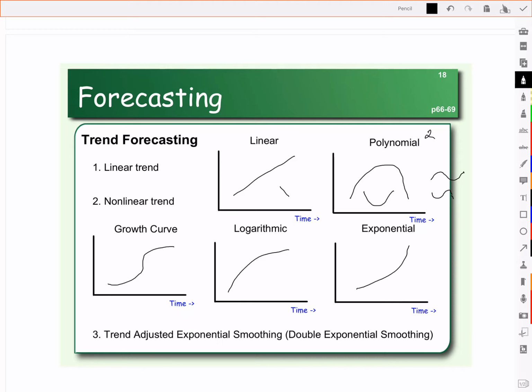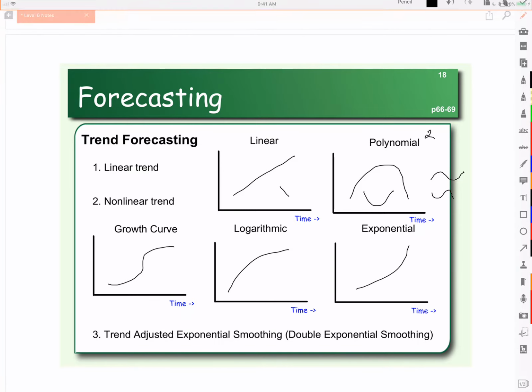Before we leave this slide, notice there's a third type of trend forecasting. It's called trend adjusted exponential smoothing or double exponential smoothing. We're not going to go into that in this course. You can read more about it in the textbook if you're interested, but it's beyond the scope of this class.